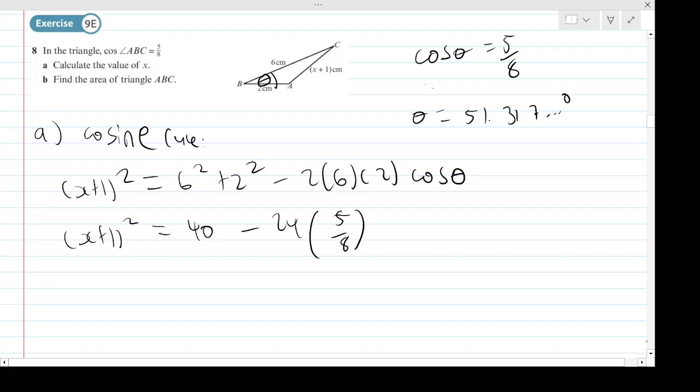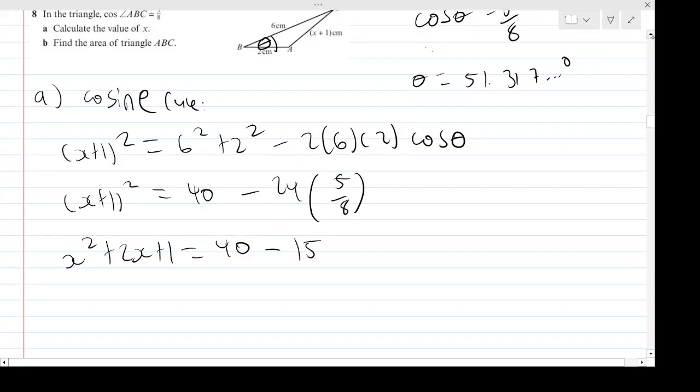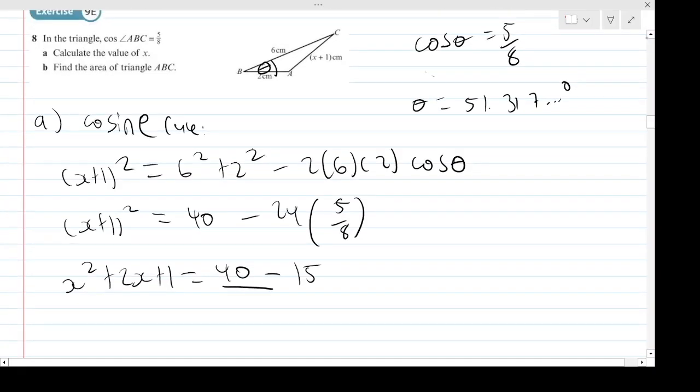And there we are. So then we can expand this bracket. x plus 1 squared is going to be x squared, then x and x would be 2x, and then 1 squared is equal to 1. Then we're going to get 40 and then minus 24 times 5/8, so I'm going to get minus 15. There we are. So then this 40 minus 15 is actually 25.